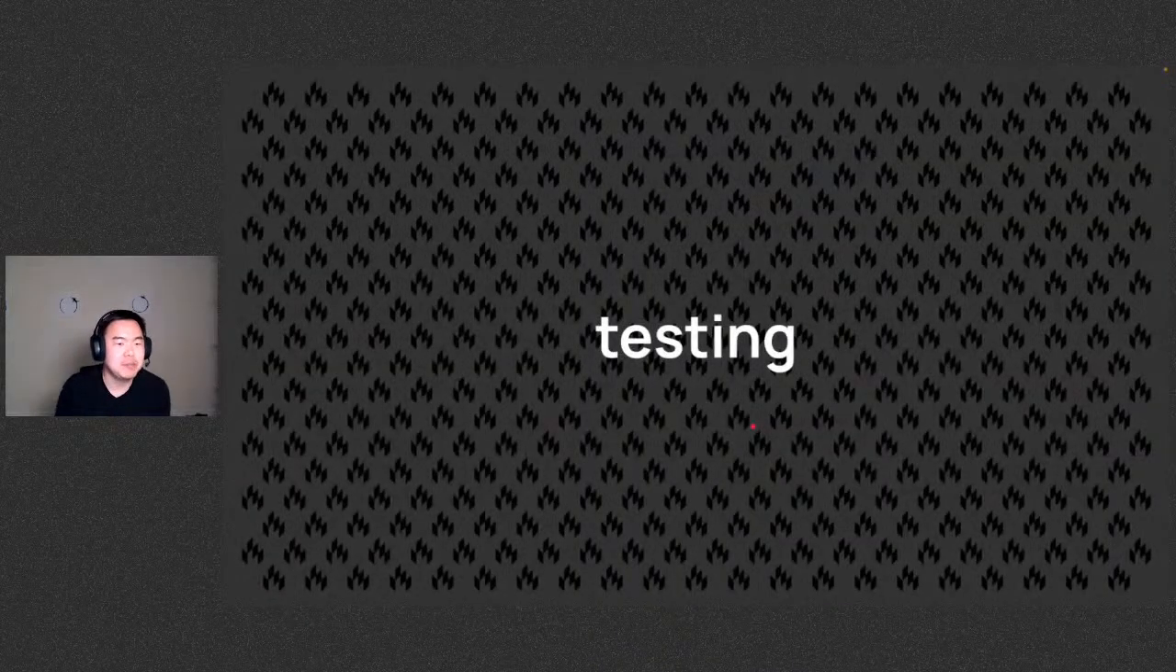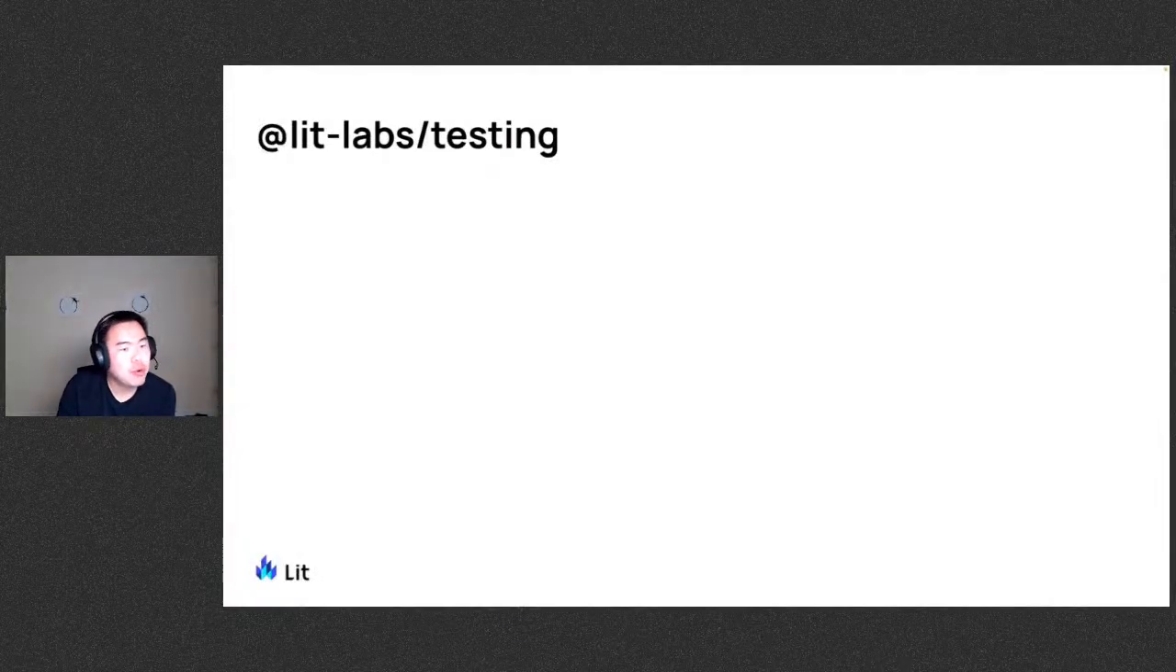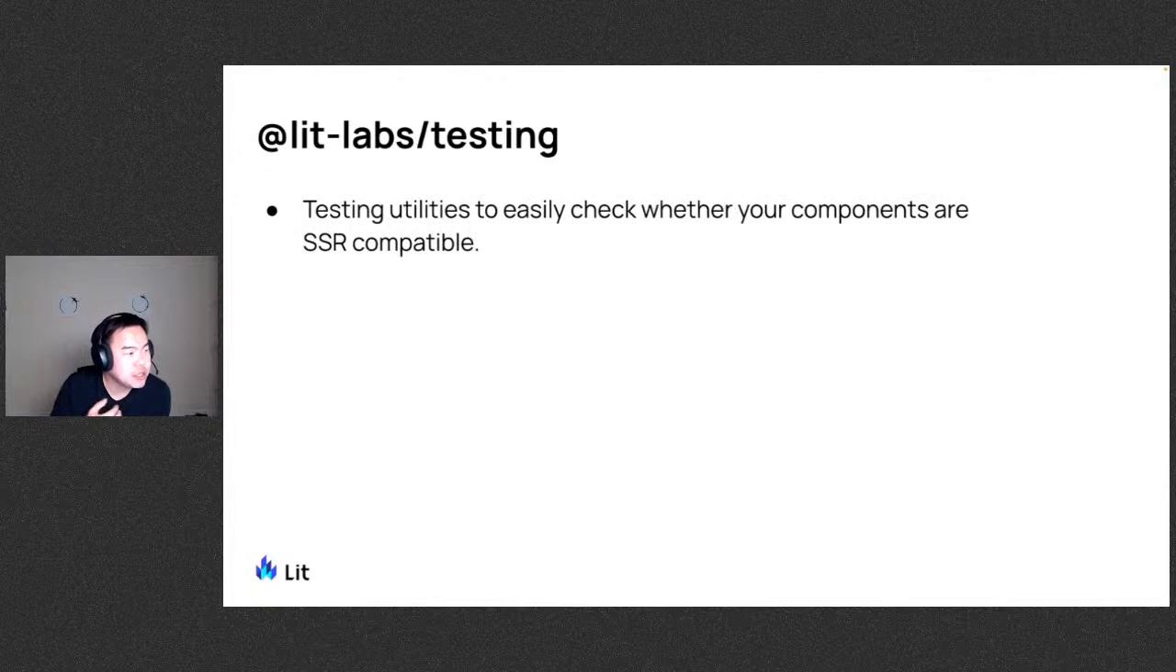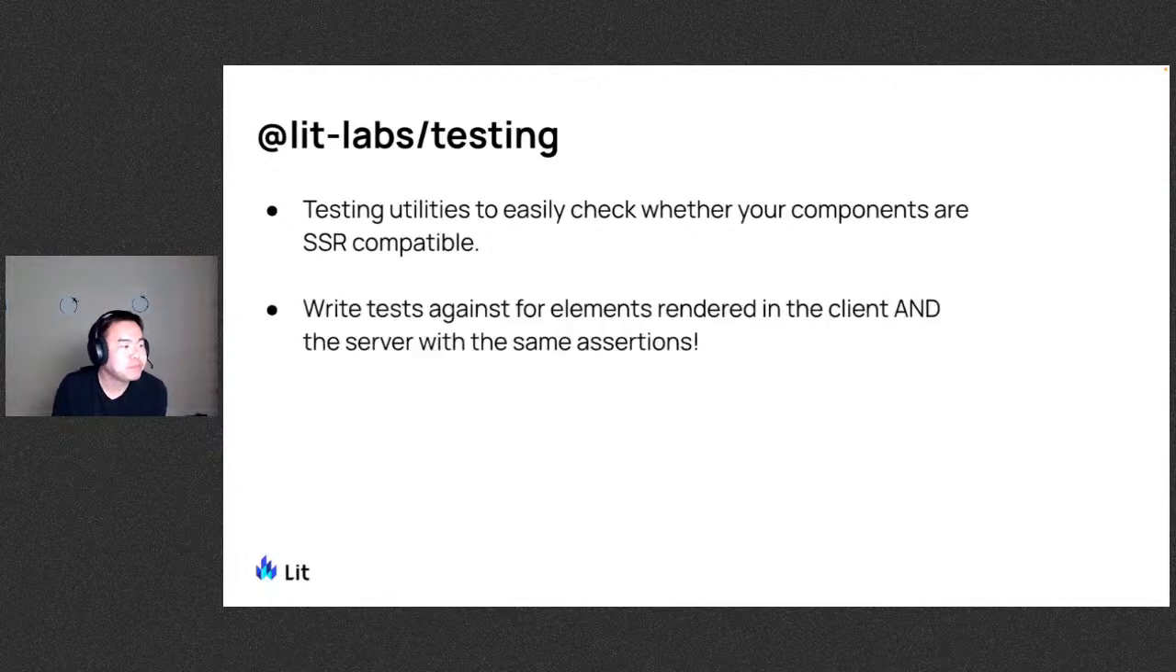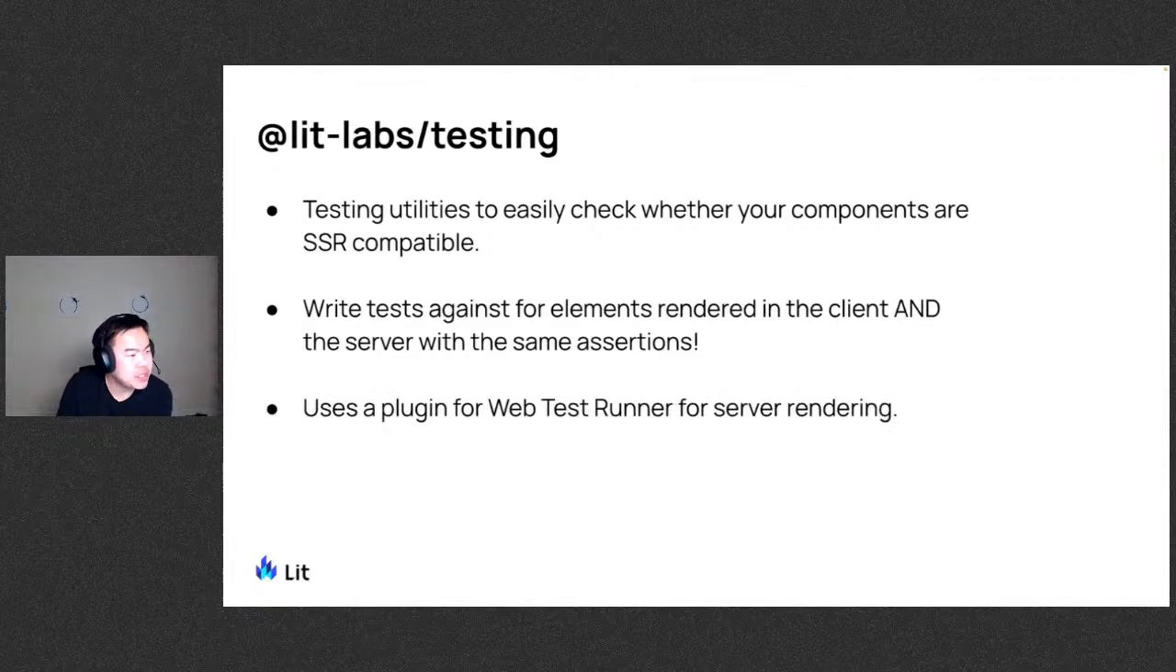All right. Another thing is the testing package in the labs. So this package includes testing utilities to easily check whether your components are SSR or server-side rendering compatible. And you can write tests for elements rendered in the client as well as the server with the same assertions. So it uses a plugin for Web Test Runner for the server rendering portion of it. And let's take a look at what this looks like.